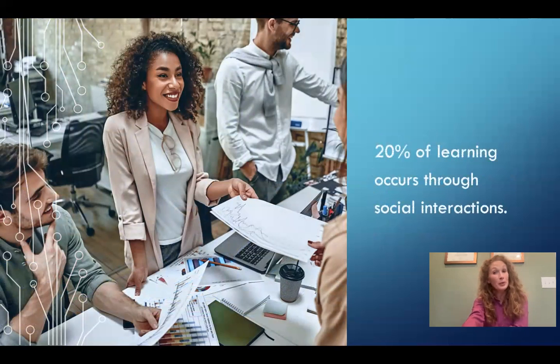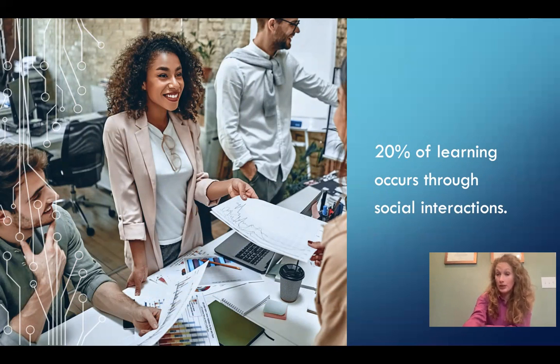Now, 20% of learning occurs through social interactions. Now, these individuals, they're all smiling, they're in a work setting, and it's very obvious that this was staged for a stock photo, but it's true. When we can have social interactions, our mind just works in a different way sometimes.